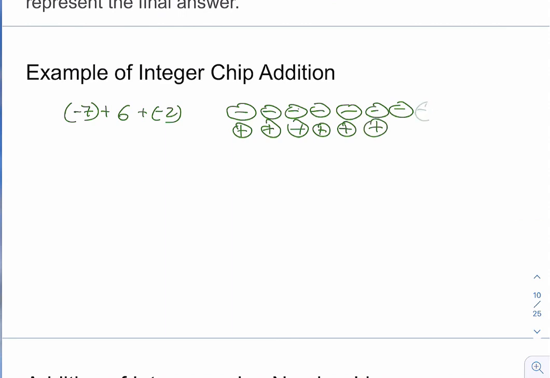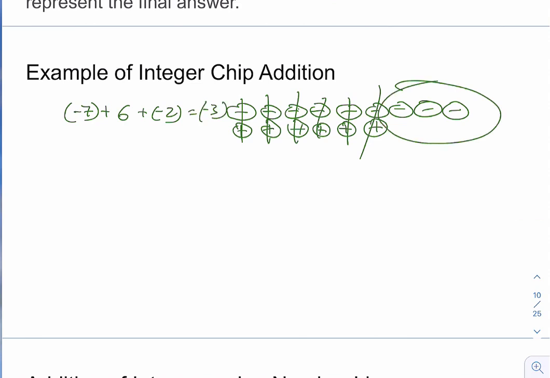Oh wow, too many. So you gotta also be careful there. Now I need to add my negative 2. I'm going to add those on the end of the rest of my negatives. Now I take out my 0 pairs. 1, 2, 3, 4, 5, 6. What does that leave me with? The answer is negative 3. So that's integer addition.